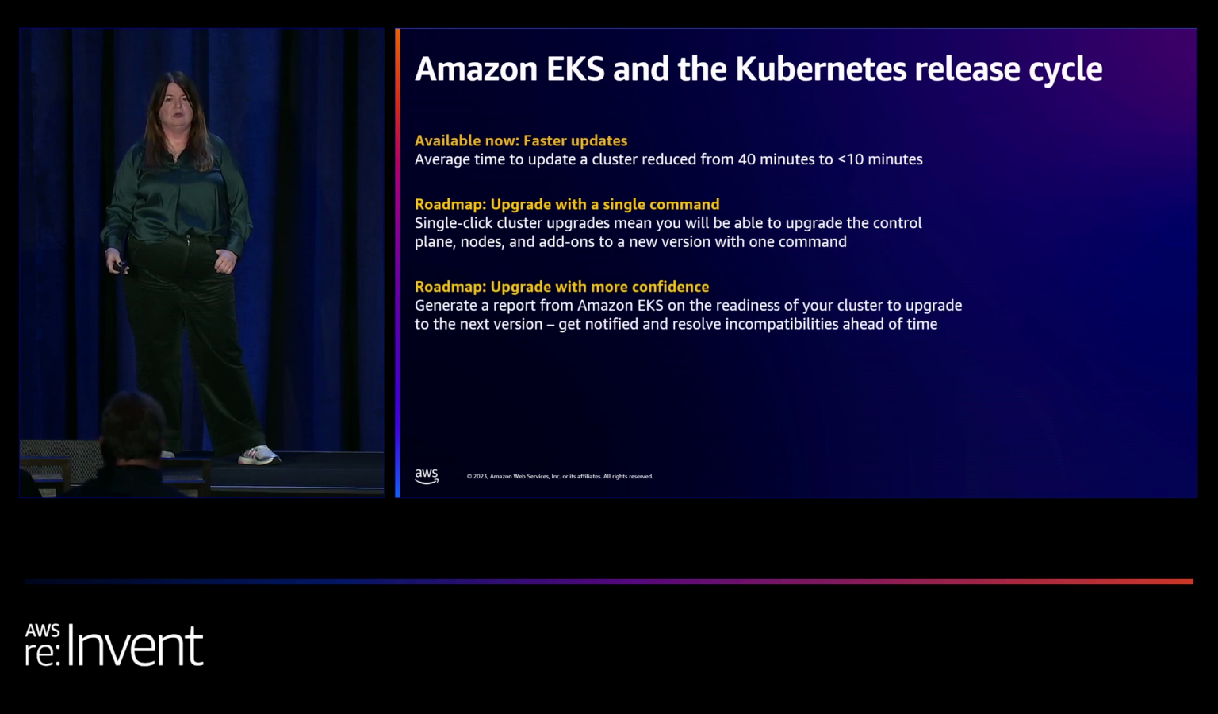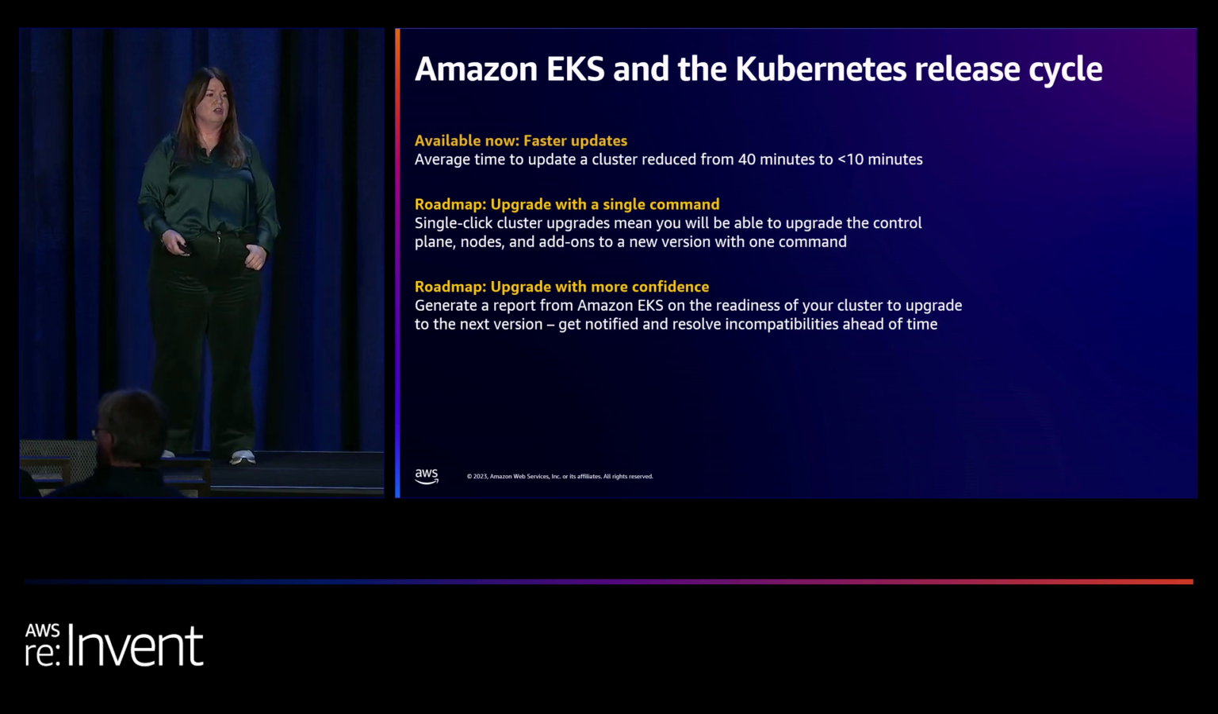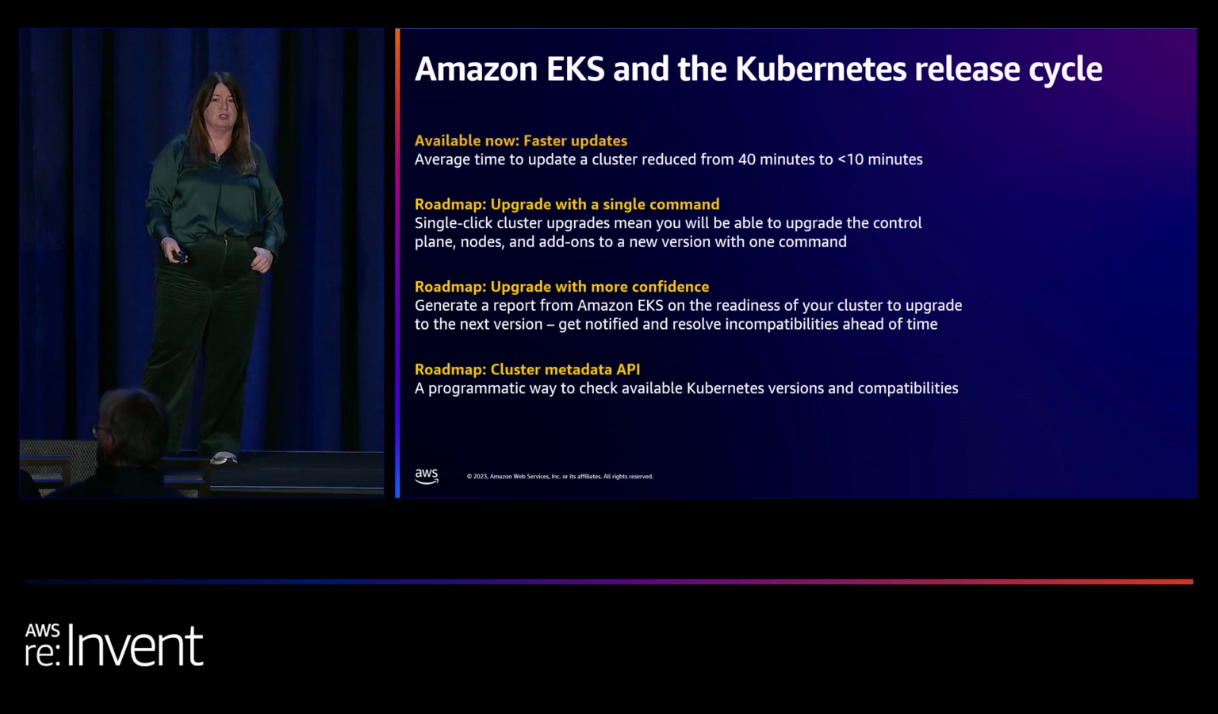Where customers also need more help is with the ability to upgrade with confidence. So if you have multiple teams running on top of the same EKS cluster, you might not know all the APIs that they're calling. And between Kubernetes versions, you get APIs that come in, you get APIs that are deprecated. So to help with that on our roadmap, you will be able to generate a report on the readiness of your cluster to upgrade to the next version. And along with these features will come a metadata API. So you'll be able to run these actions programmatically.